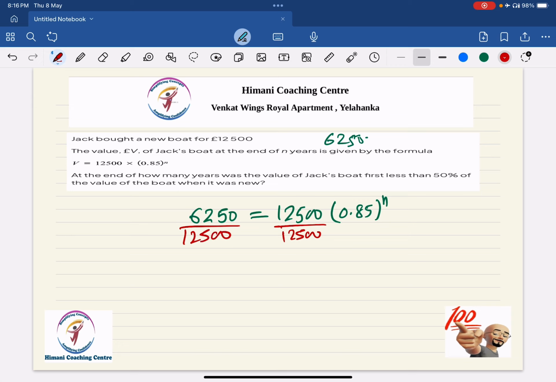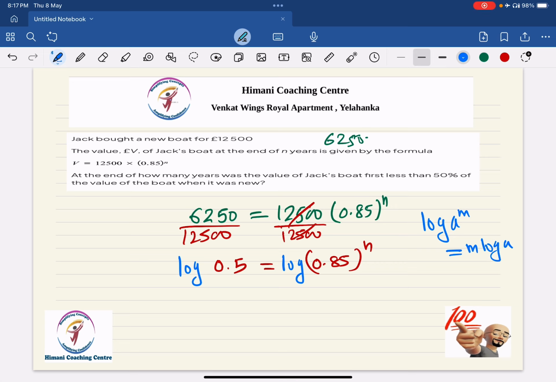Since 6250 is 50% of this, on this side we will get 1 by 2, which is equal to 0.85 to the power n. Now 1 by 2 can be written as 0.5 also, so let me write it as 0.5. Now students, in order to find this, we can use logs. So we will say log of this is equal to log of this. Now there is a rule of log which says log a to the power m can be written as m log a. So we will utilize that and write this as n log of 0.85. And here I have log of 0.5.